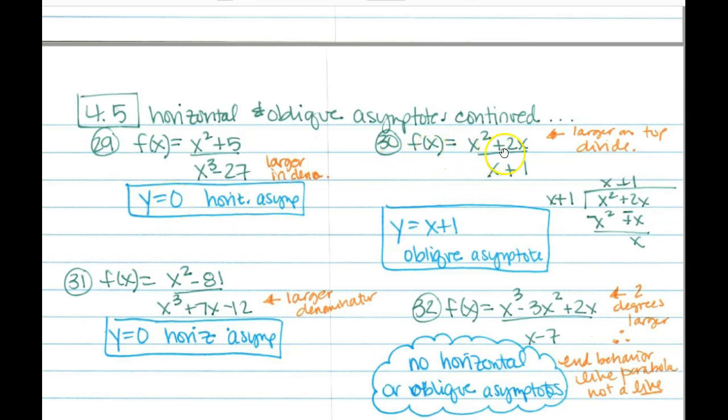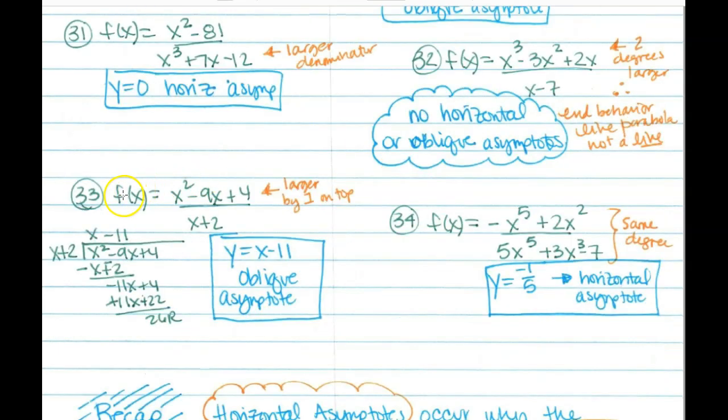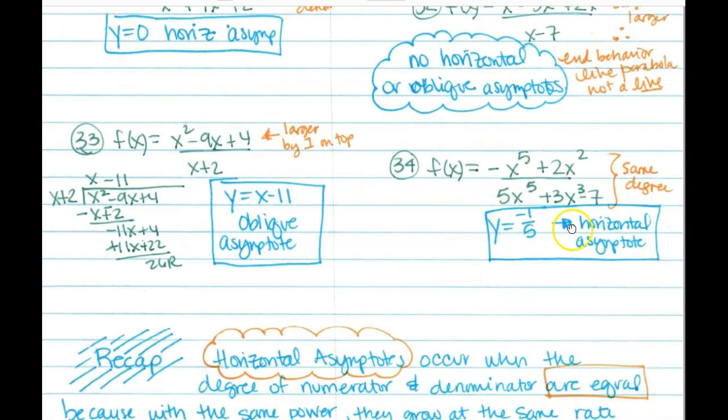30, bigger on the top, you couldn't answer that one, so no horizontal. It didn't have a horizontal one. 31, bigger on the bottom, y equals 0. 32, bigger on the top, so no horizontal. 33, bigger on the top, no horizontal. 34, last one, same degree, so we have -1 over 5, -1/5.